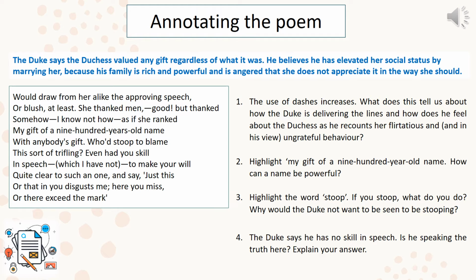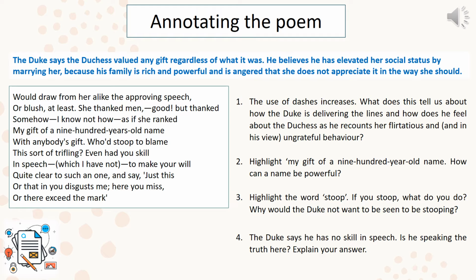The Duke says the Duchess valued any gift regardless of what it was. He believes he has elevated her social status by marrying her because his family is rich and powerful, and is angered that she does not appreciate it in the way she should. So the questions here are asking you, the use of dashes increases. What does this tell us about how the Duke is delivering the lines, and how does he feel about the Duchess as he recounts her flirtatious and, in his view, ungrateful behaviour? So is he getting angrier? Is he choosing his words quite wisely? Or is he trying to justify the way he feels?